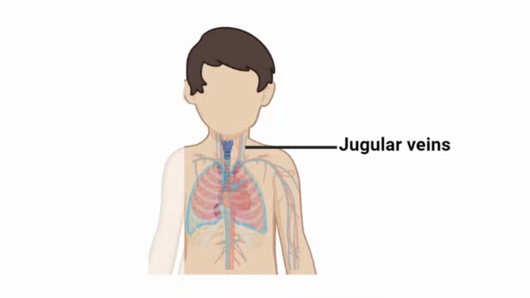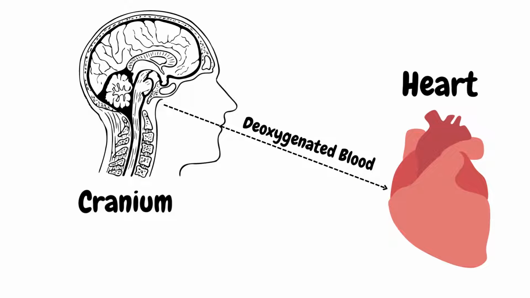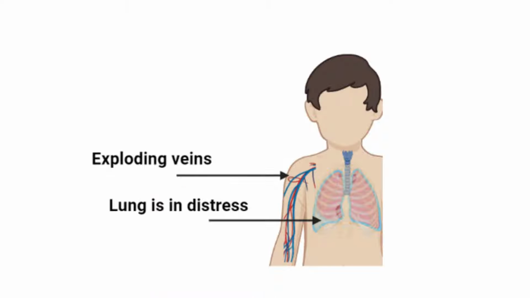So, what is a jugular vein? They are found in the neck and are in a pair of internal jugular veins, that is right and left, and a pair of external jugular veins. They are the main path for deoxygenated blood returning from the cranium back to the heart. They are clinically significant in diagnosis of some cardiovascular obstruction as well as useful routes for various types of medication and administration. The left lung is in distress as the boy's left arm veins were exploding.